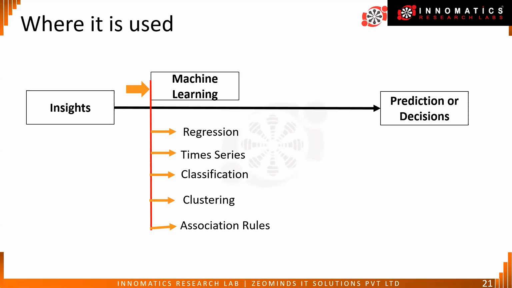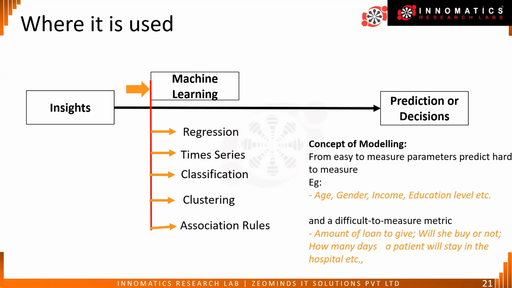First of all, predicting anything is very difficult, right? This is what any bank will do. The concept of any machine learning model or deep learning model is that from easy to measure parameters, we have to predict the hard to measure ones. For example, age, gender, income, and education level are easy to measure parameters. The difficult to measure parameters are how much amount I have to give to him, whether he will buy the product or not, or how many days a patient will stay in the hospital. So the concept of modeling is like that.